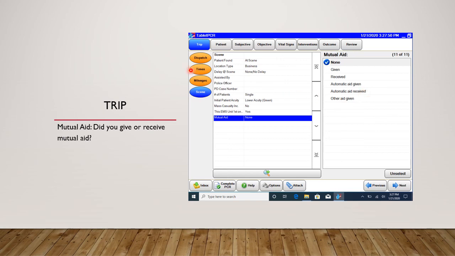Well, that's it for the trip tab. Next, we will work on the patient tab.